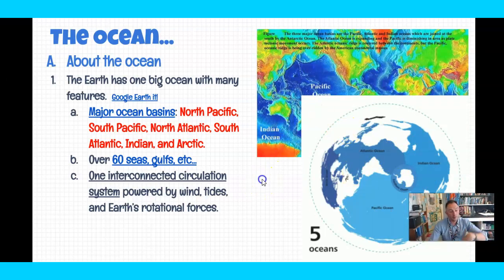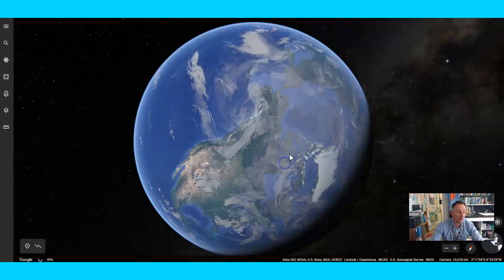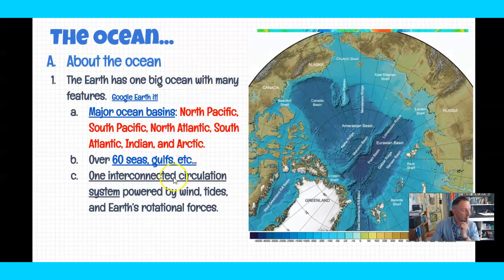And then if you flip it over and look from the north, you'll see the Arctic basin there in the north. If you want to know more about all the different seas and stuff, watch the video I have on the oceans map activity, and I go through all the major ocean basins and seas and talk about them there.